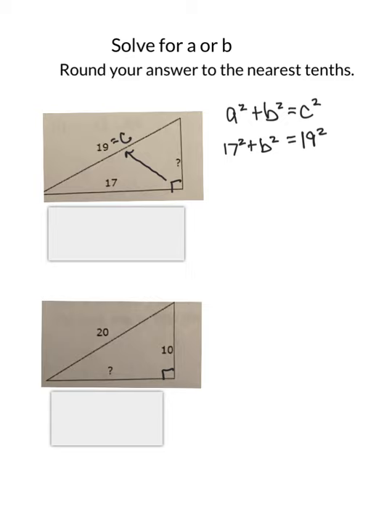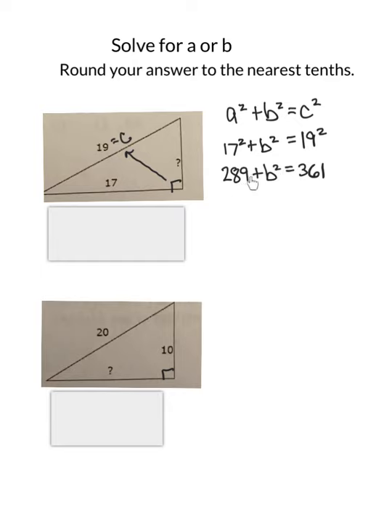So let's put 17 squared in our calculator. 17 squared is 289 plus b squared stays the same. Let's put 19 squared in there. We have 361. So again, our ultimate goal is to get b by himself, but we need to move things so that b squared is by itself.